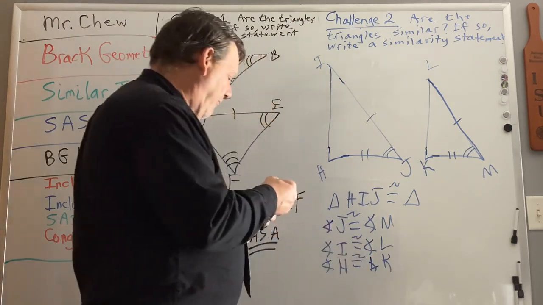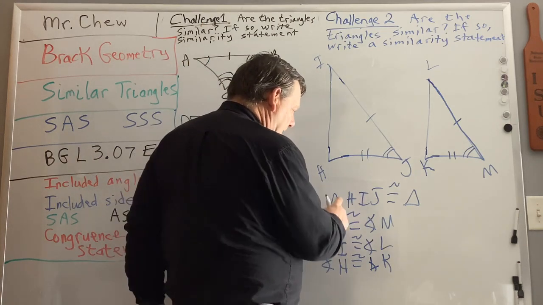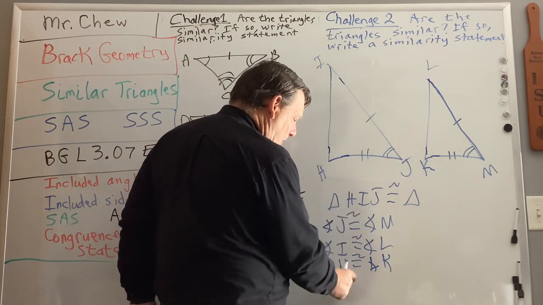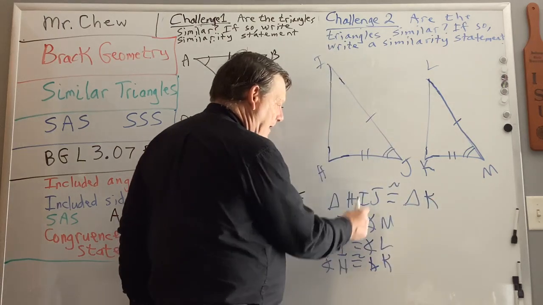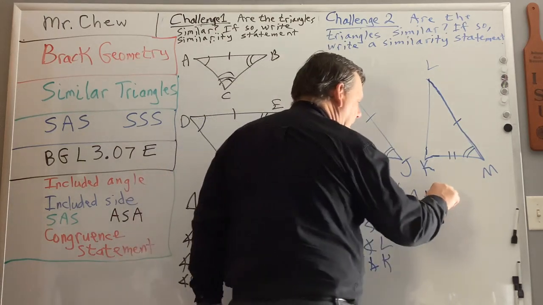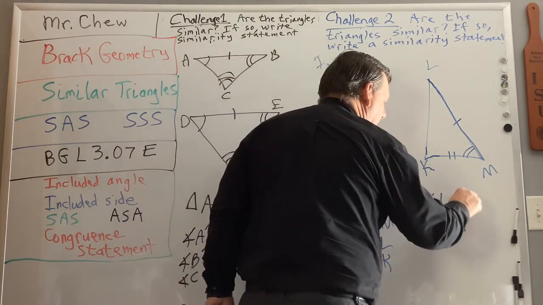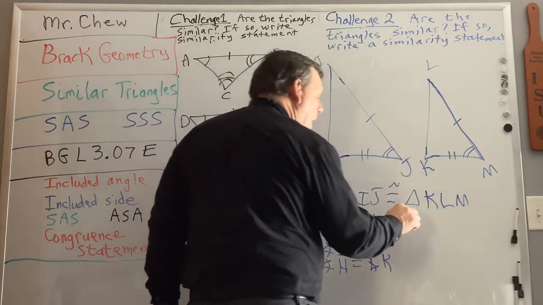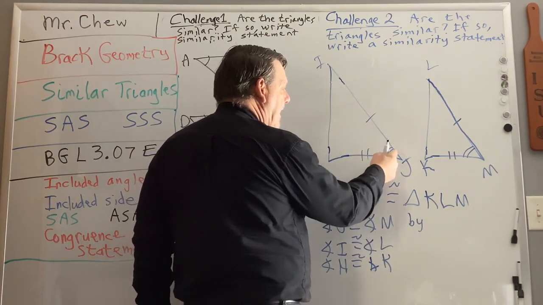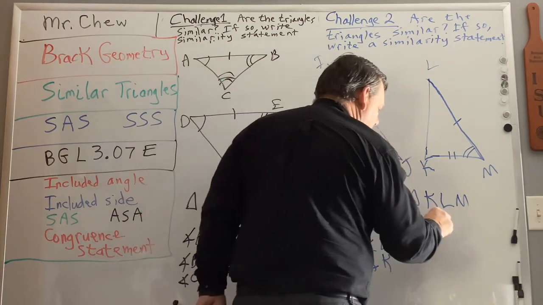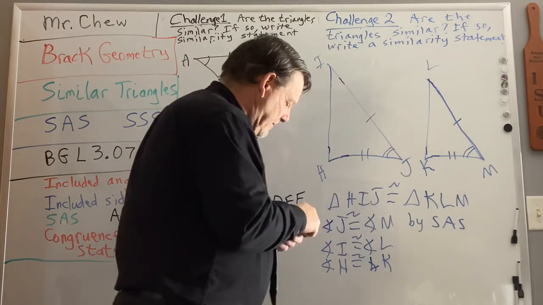So now I have enough for my congruent statement. I know that H is written first here, so I have to write my K first over here. And then I is written next, so it would be L. And then J is written next, which is M. So, by what? By side, angle, side. See how the angle's included between the two sides?